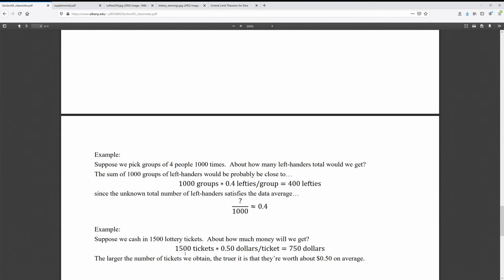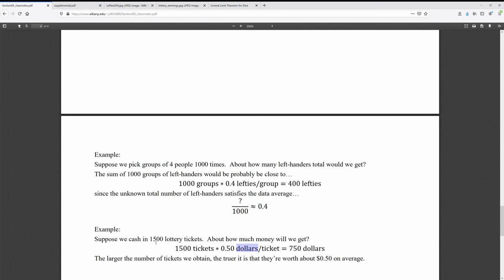So we can reverse engineer it. 1,500 lottery tickets times $0.50 per ticket. Well, again, the larger this is, the truer this is. Long-term average of many repeats. It won't be meaningful for 7 tickets, but it'll be very meaningful for 7,000 tickets. So, the larger this is, the truer this is. 1,500 tickets times $0.5 per ticket. Well, the units cancel, right? Tickets cancel, and we get $750, what's left? Dollars.